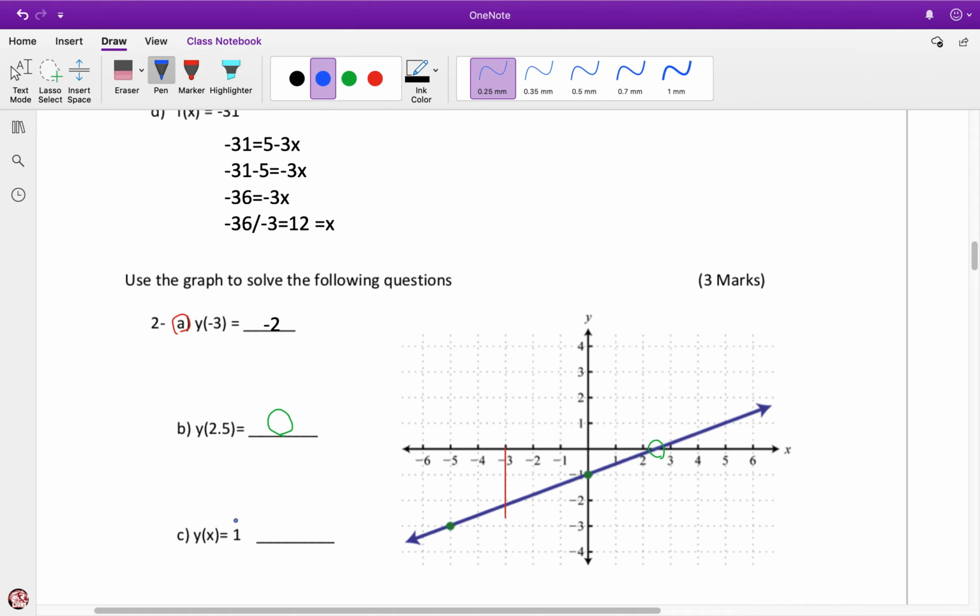Lastly, let me use blue. This time, I didn't give you x, but I gave you what it equals. So that means I'm going to go over to y equals 1, then go over until I hit the spot right here. And that is 5. Okay.